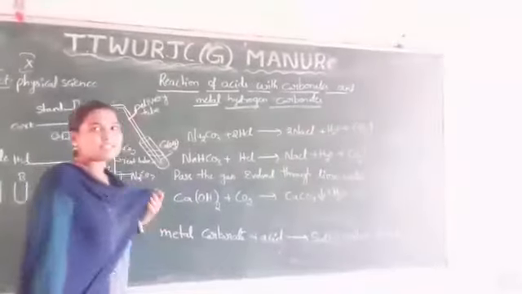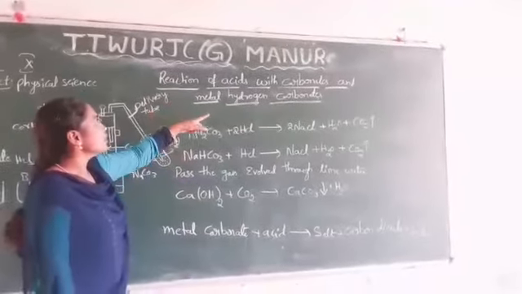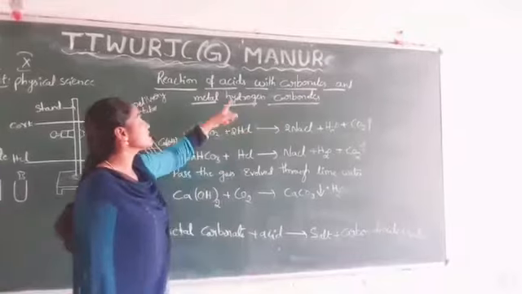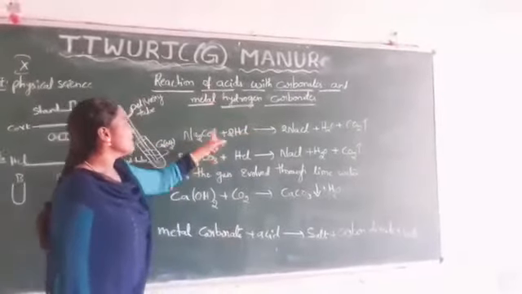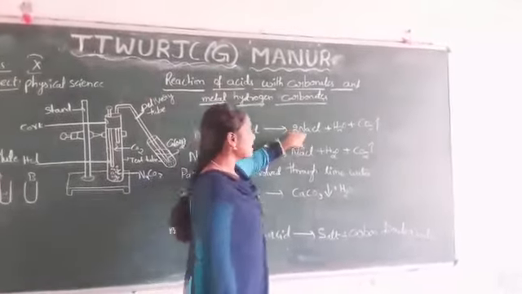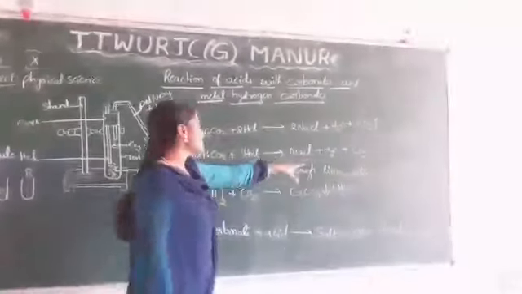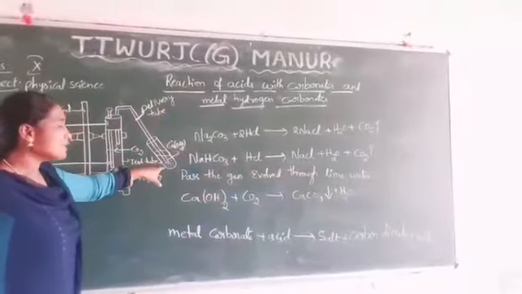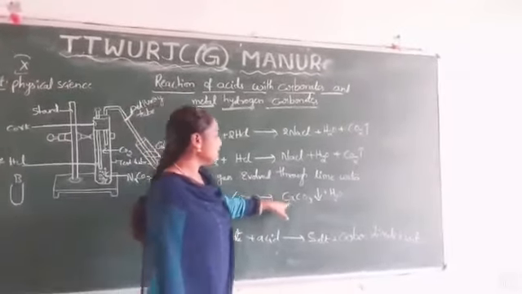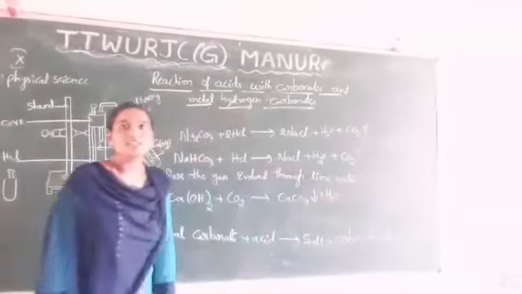So this is how the reaction takes place whenever metal carbonates and metal hydrogen carbonates react with acids. See the reaction. When these carbonates react with acid, we get salt, water, and carbon dioxide is evolved. When this carbon dioxide passes through lime water, we get a white precipitate and also water. This is how the reaction takes place.